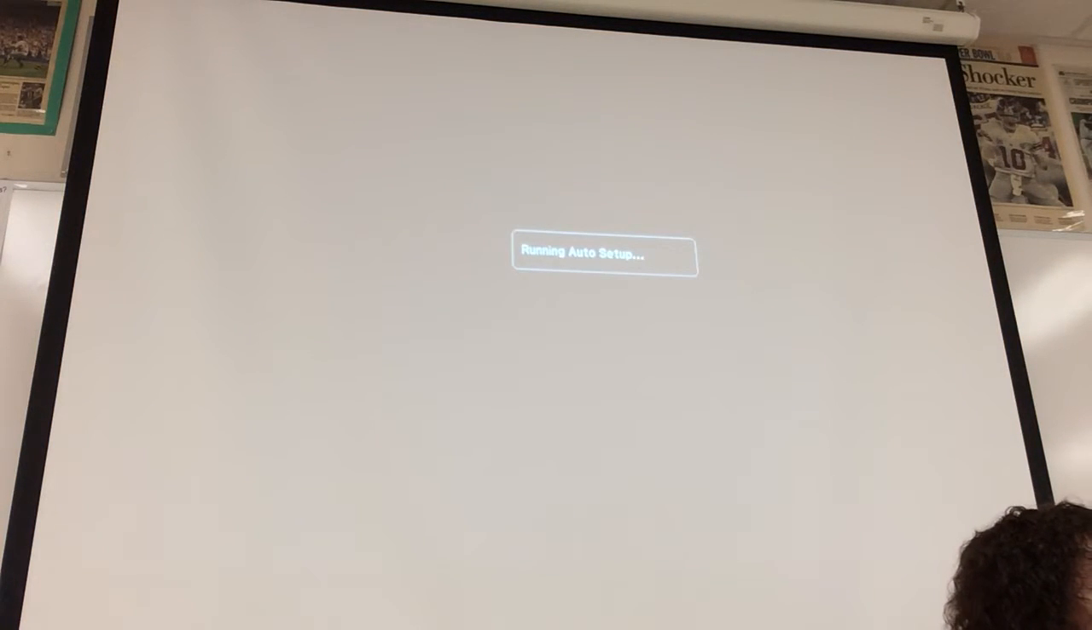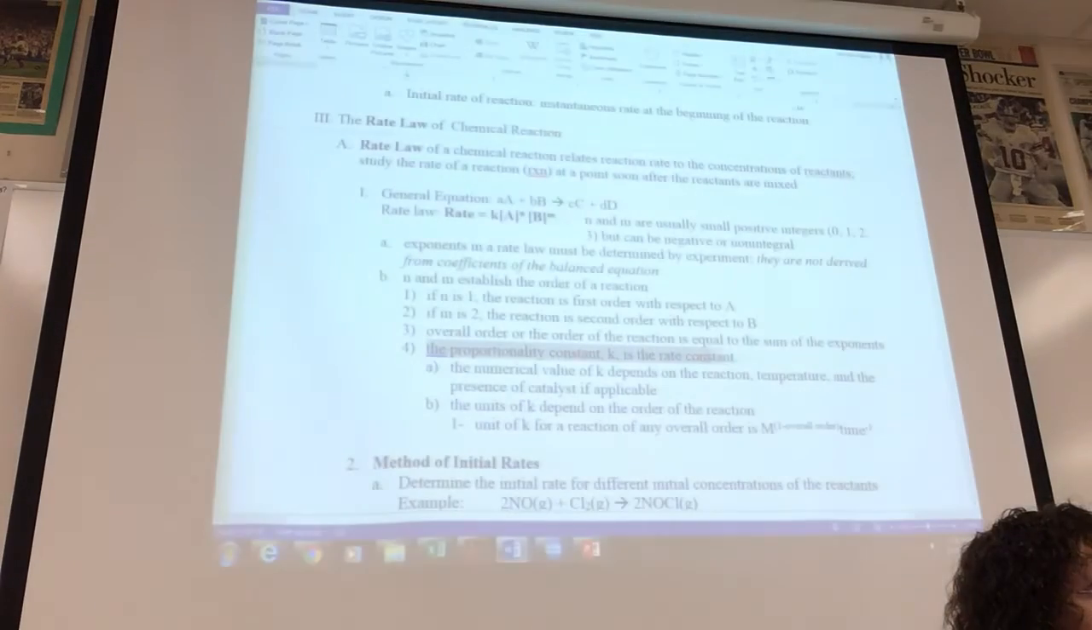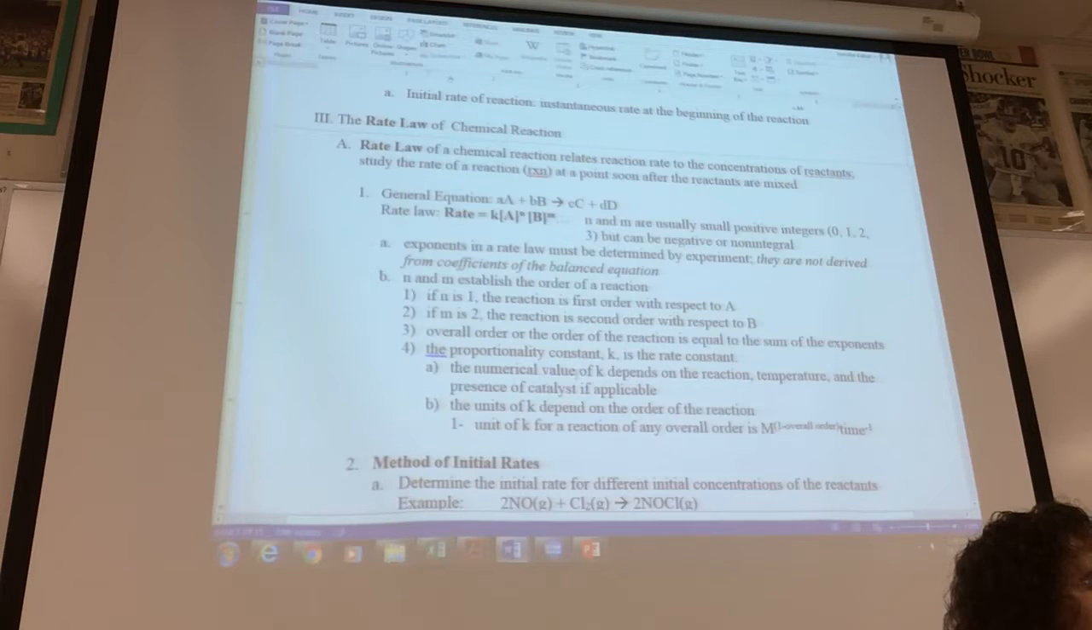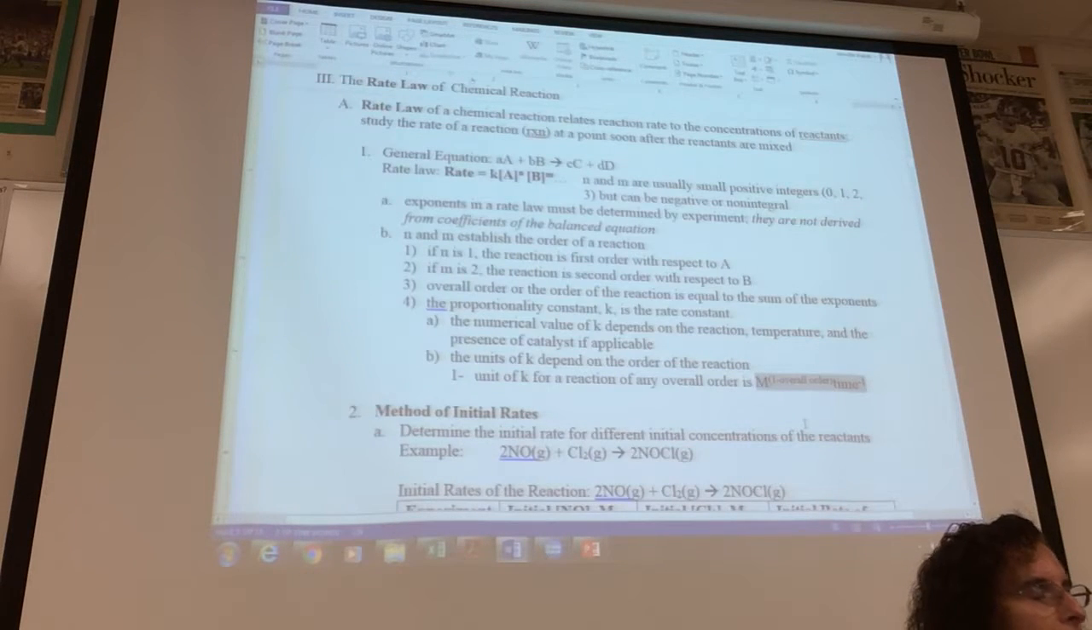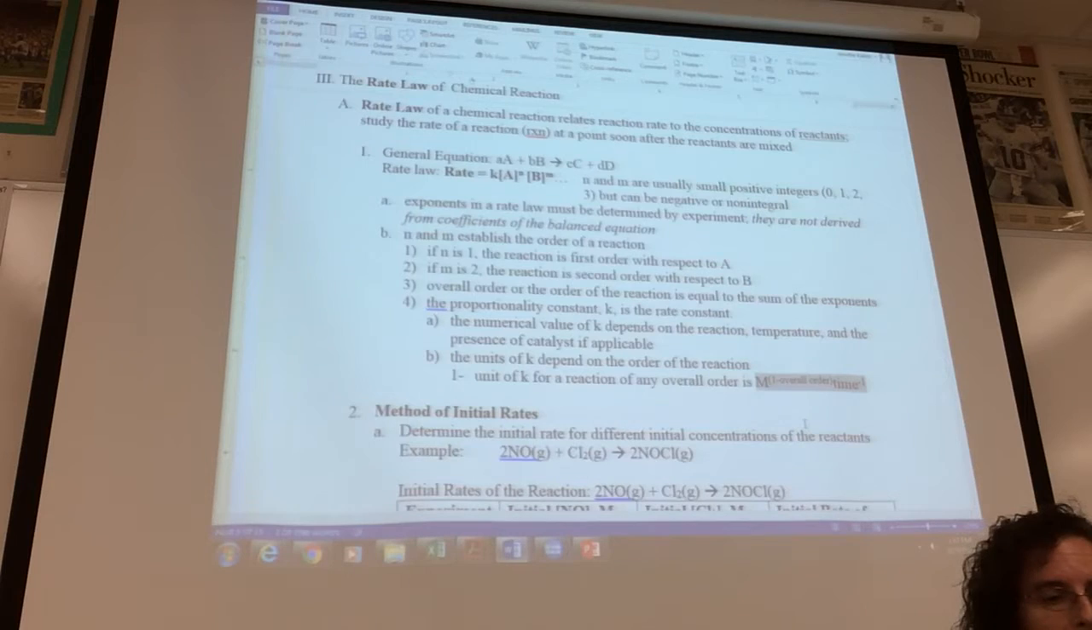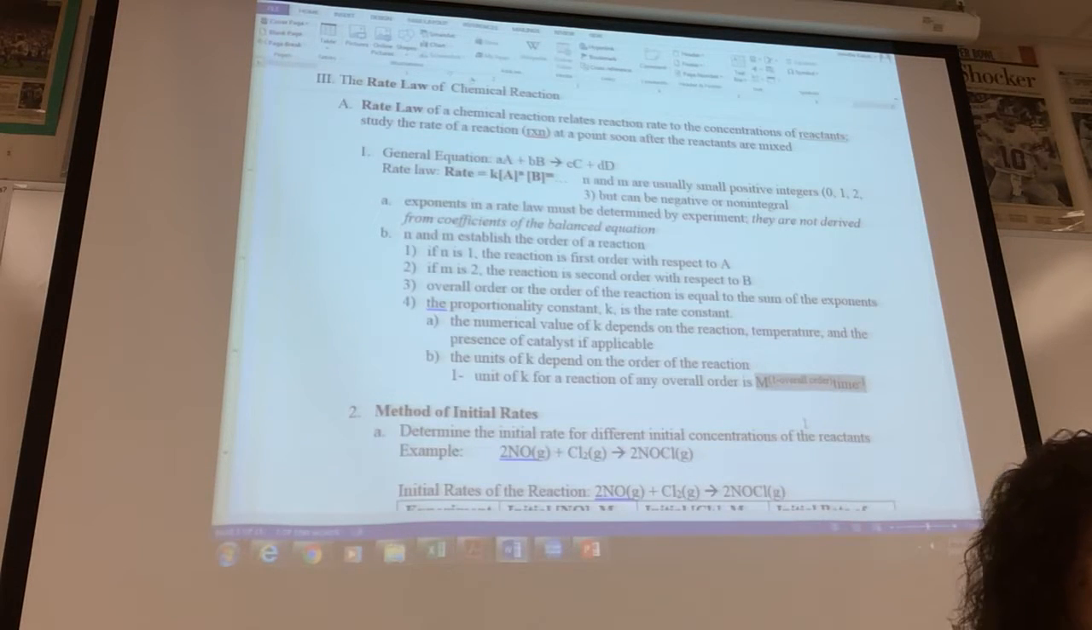All right, I think I hit a lot of it. K is the proportionality constant, and you calculate K from the rate and the concentrations. I'll show you how to do that. K is temperature dependent, and a catalyst can affect K as well. We'll come back to that. Now the units of K depend on the order of the reaction, and I'll show you how to derive units of K, but units of K can always be determined very simply, knowing that the units of K are molarity to the 1 minus overall order, time to the -1.